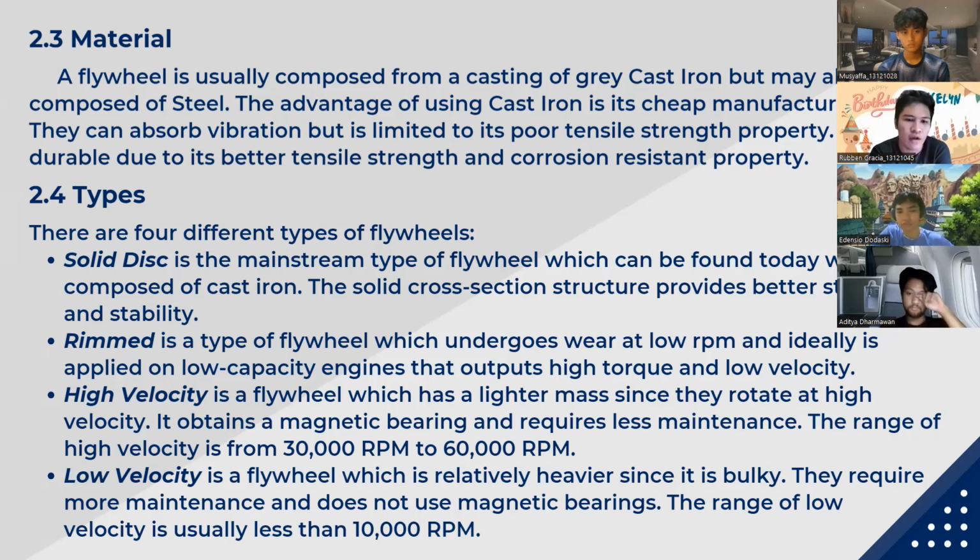High velocity is a flywheel which has a lighter mass since it rotates at a high velocity. It has magnetic bearings and requires less maintenance. The range of high velocity is from 30 to 60,000 RPM. Low velocity is a flywheel which is relatively heavier since it's bulky. It requires more maintenance as it does not use magnetic bearings. The range of low velocity is usually less than 10,000 RPM.